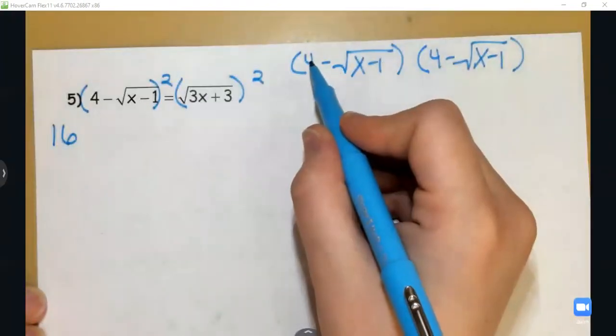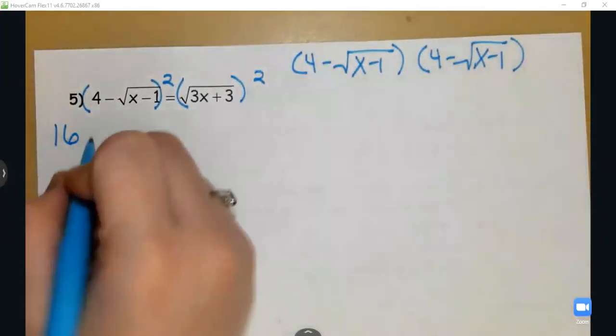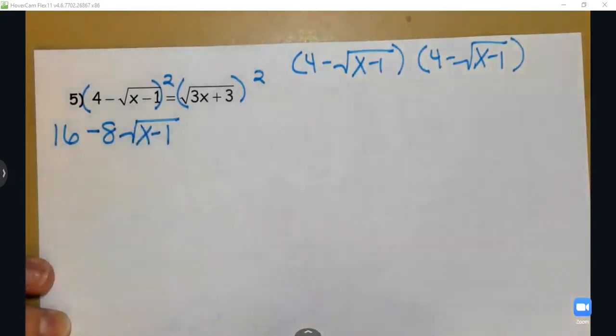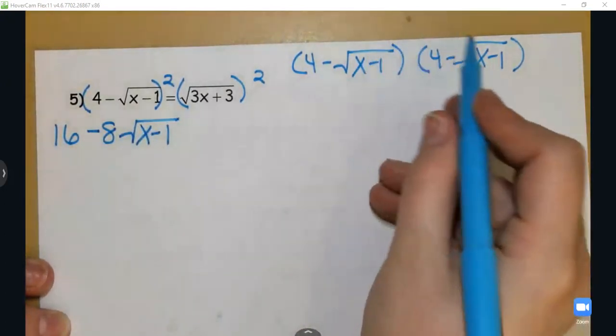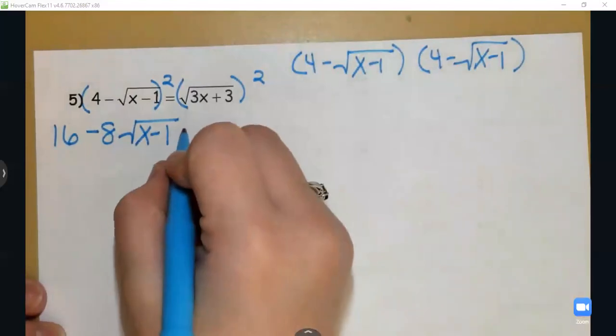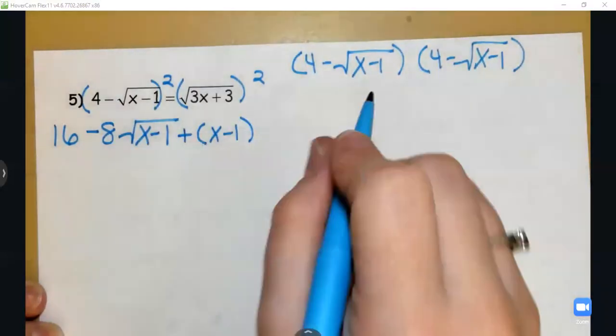Then we're going to get 4 times negative square root of x minus 1, and 4 times negative square root of x minus 1. So that's going to be a total of negative 8 times the square root of x minus 1. And then lastly, when we square the negative square root of x minus 1, it's going to give us a positive and our radicals will cancel. So that's just going to be x minus 1. So that's FOILing on the left.